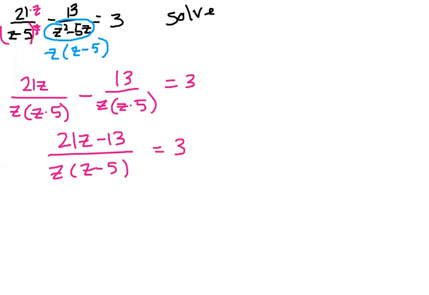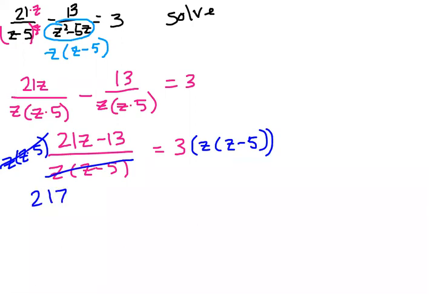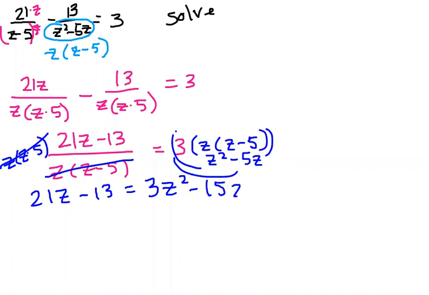Now we have a single fraction on the left and a single quantity on the right, so I can multiply both sides by z times z minus 5 just once. Those are z's, not 2's. You don't distribute anything on the left. It cancels the denominator. That's the whole point. So we have 21z minus 13. This will end up being, see, that's z squared minus 5z, and then the 3 will distribute to those. So that equals 3z squared minus 15z.